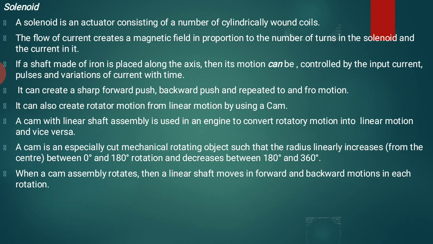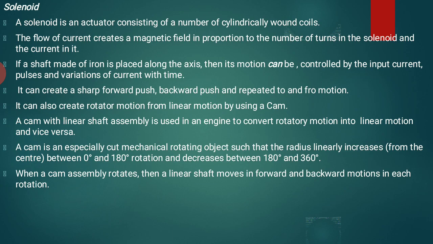A cam with a linear shaft assembly is used in an engine to convert rotary motion into linear motion and vice versa. By using a cam, a linear shaft assembly is used in the engine. So rotary motion can be converted into linear form and linear form into rotary form by using this linear shaft assembly in your engine.